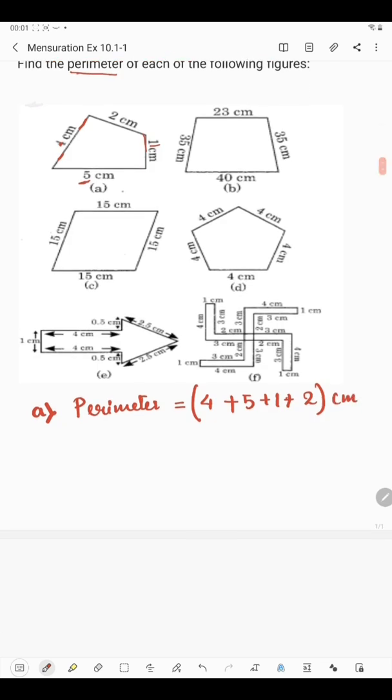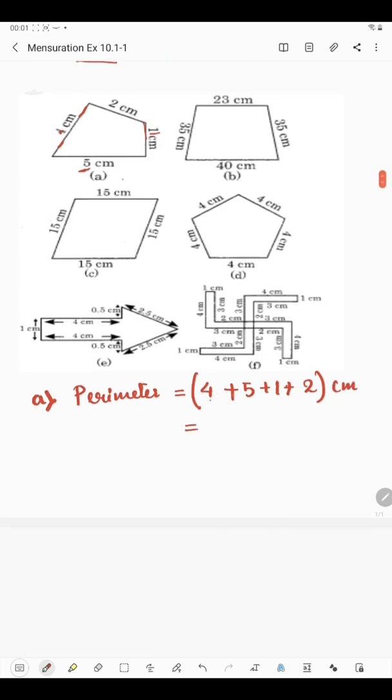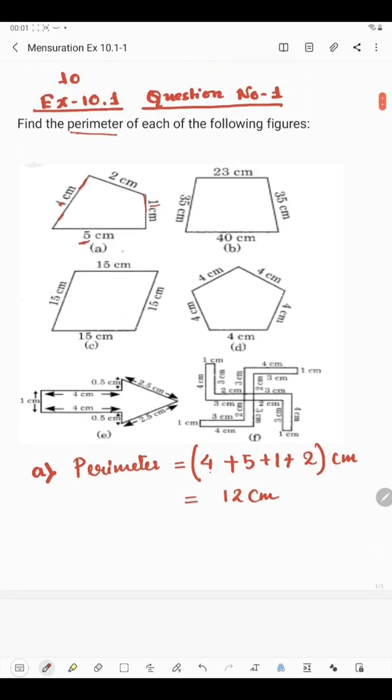Always write the unit. So 4 plus 5 is 9, 9 plus 1 is 10, 10 plus 2 is 12. So the perimeter of the first figure will be 12 centimeter. Perimeter means the boundary. So the total length of this figure will be 12 centimeter.